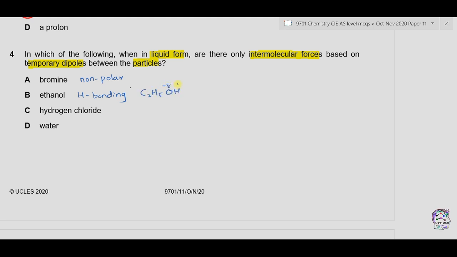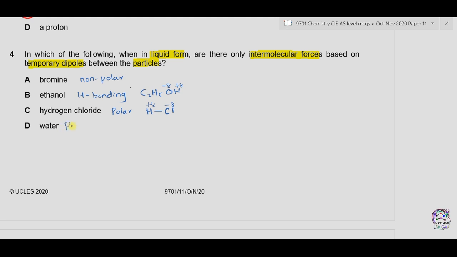The oxygen has partial negative charge and hydrogen has partial positive charge. In HCl, again the compound is polar in nature because chlorine is more electronegative as compared to hydrogen. In D we have water.